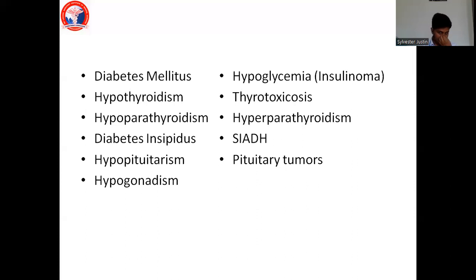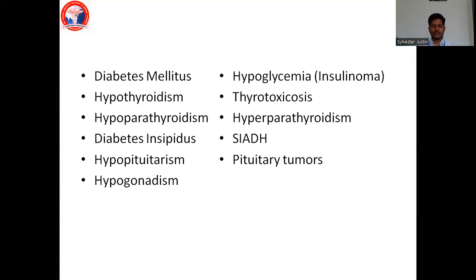So here again, we are juxtaposing the excess and deficiency. Insulin deficiency is diabetes mellitus. Excess in the form of an insulinoma, for example, will cause hypoglycemia. Thyroid hormone deficiency causes hypothyroidism. Excess causes thyrotoxicosis.